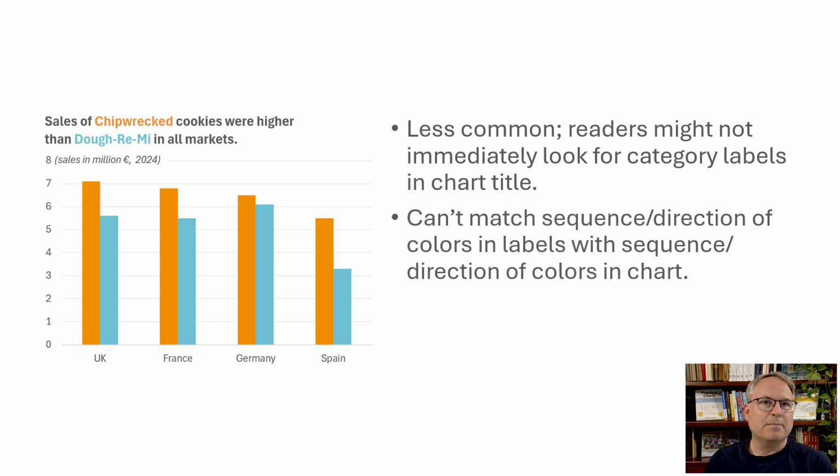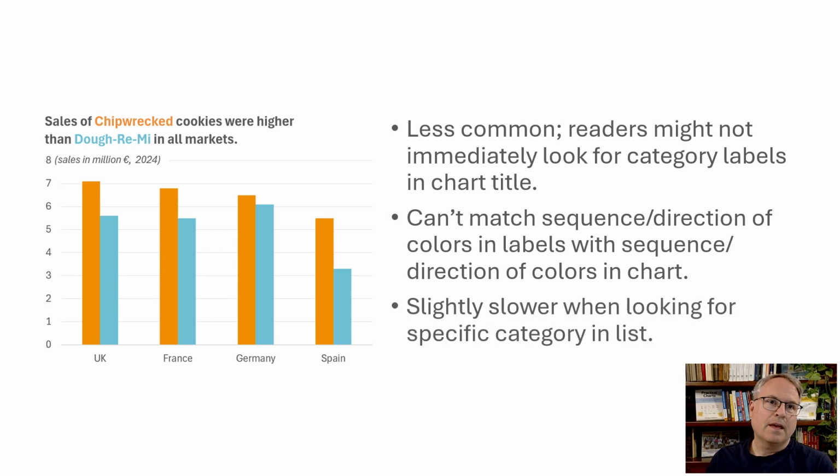And you also can't really match the sequence and direction of the colors in the chart with the sequence and direction of the colors in the legend, which is generally something that I like to do, right? So here, for example, we have colors going from left to right in the chart: orange, blue, orange, blue, orange, blue. But I can't easily match that if I have the colors in words in the chart title. And it's also, I think, slightly slower if I'm looking for a particular category.